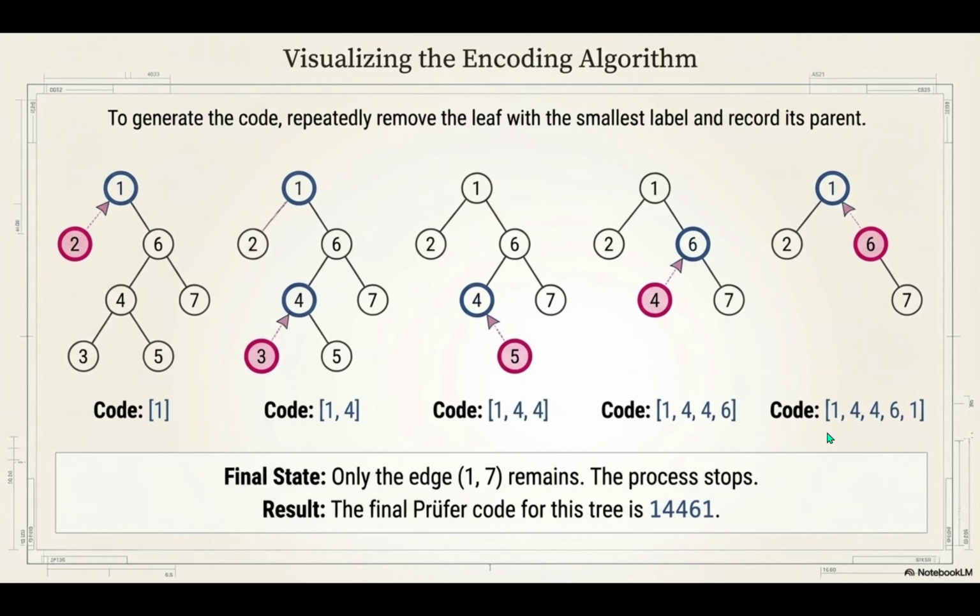It's so deterministic. The sources gave a great example. For a specific 7-node tree, if you run this process, you end up with the code 14461. And that 5-digit sequence is the complete unique blueprint of that entire 7-node structure. But here's where it gets really powerful for an engineer. This is the aha moment.